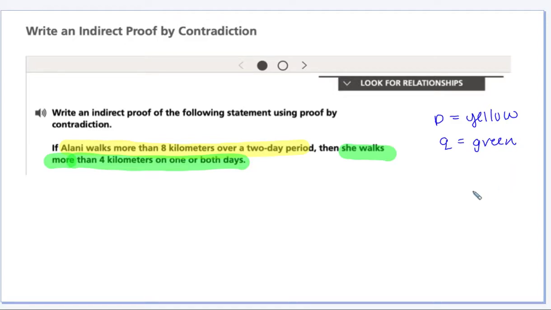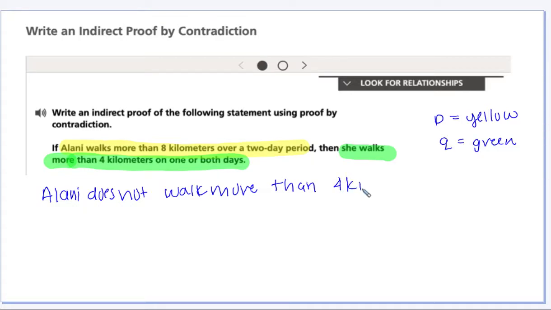So the first thing we want to do is start off by saying, again, my conclusion is false. So we would say that Alani does not walk more than 4 kilometers on either day. So we would start off again by saying, assume that she doesn't walk 4 kilometers on each day.